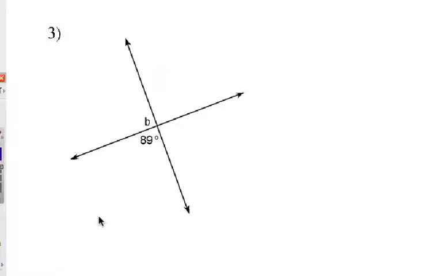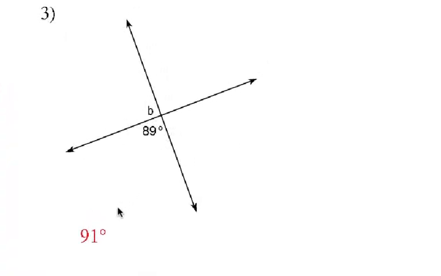Go ahead. Now the answer says 91 degrees. Can you tell me why? Well, together, angle B right here and the 89 degree angle, together they make this flat line right here, right? That's called a straight angle. And they are also called supplementary, and they are next to each other sharing the same ray, so they are adjacent.